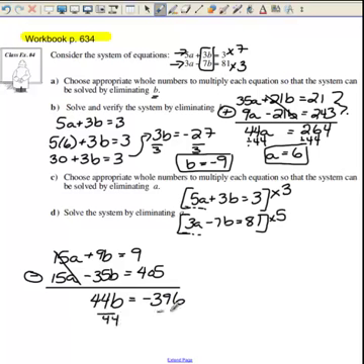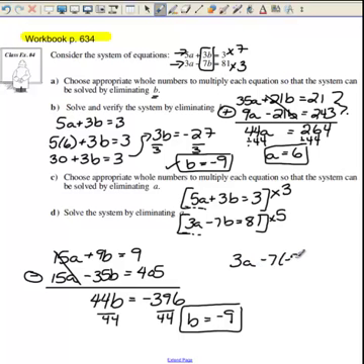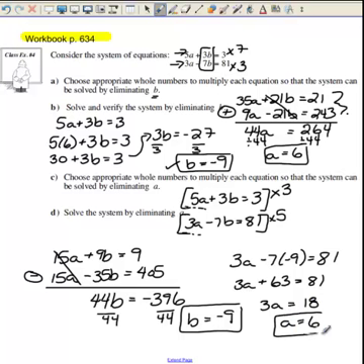So divide by 44 and b equals negative 9. That's exactly what we got in the first case. So when I substitute that back into either one of my original equations, let's just make sure that equals 81. We'll solve for a here. So that's plus 63 equals 81. And a equals 6. So you can eliminate either variable and you'll still get the same answer.